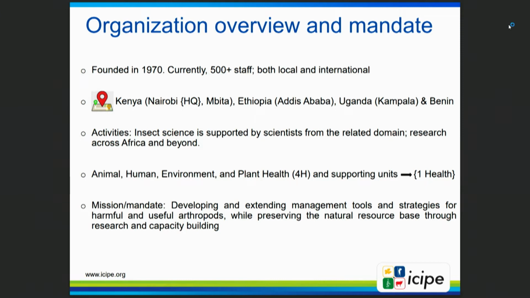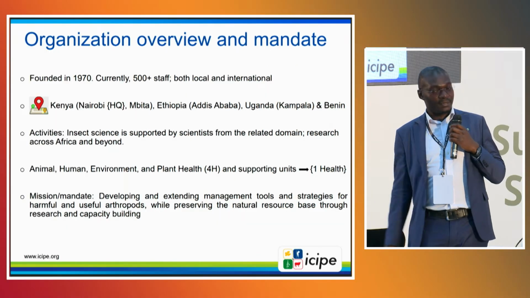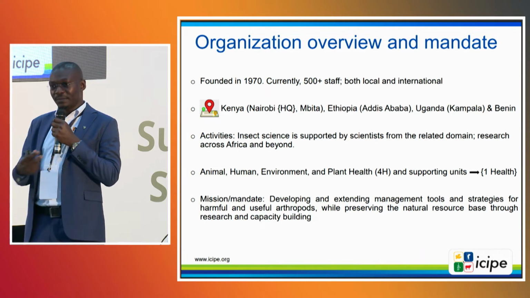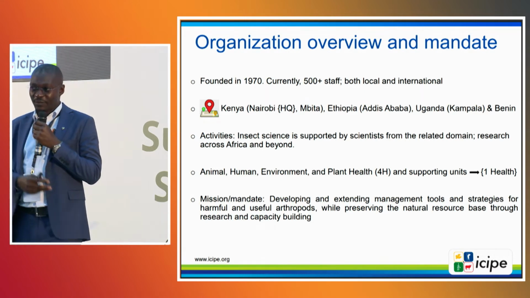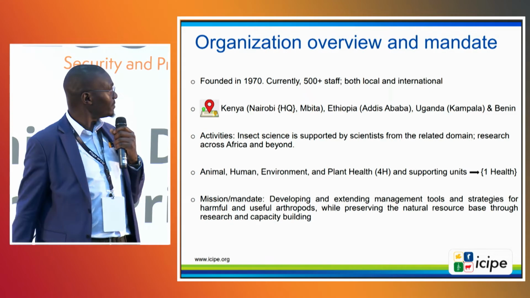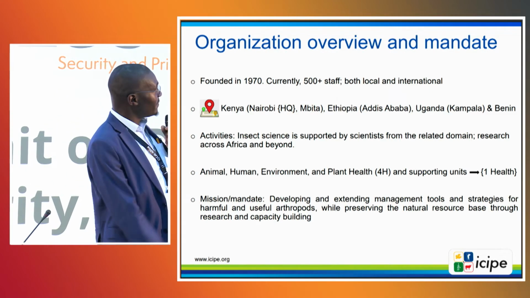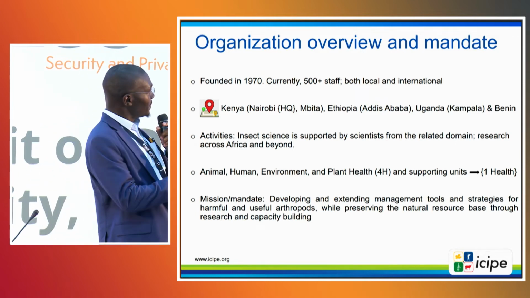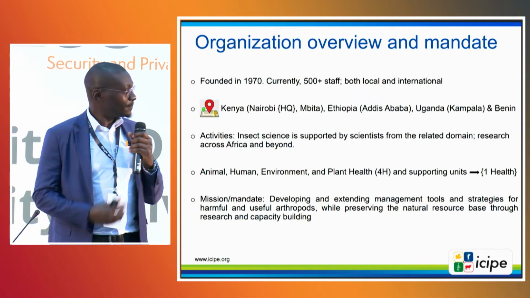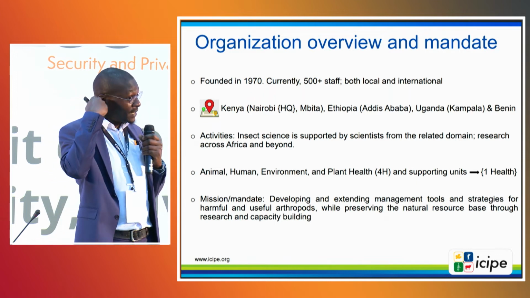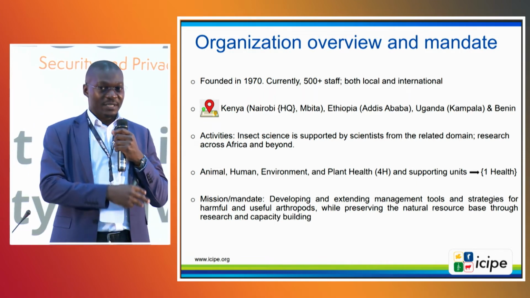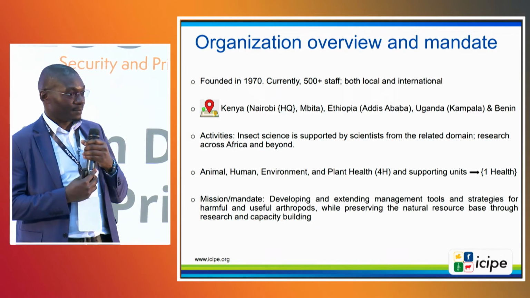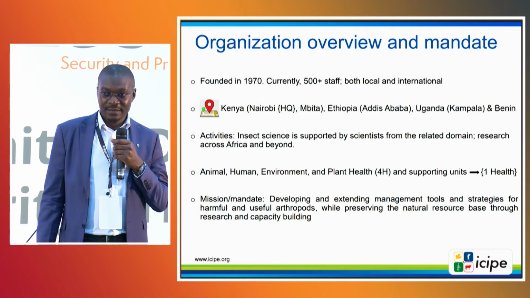We also have branches in Kenya, including Mbita in the western part of Kenya, and some in the southern part of Kenya. We also have a branch in Ethiopia, housed in ILRI, and a station in Uganda and Benin. So our activities cut across Africa. Our main core business is insect science.